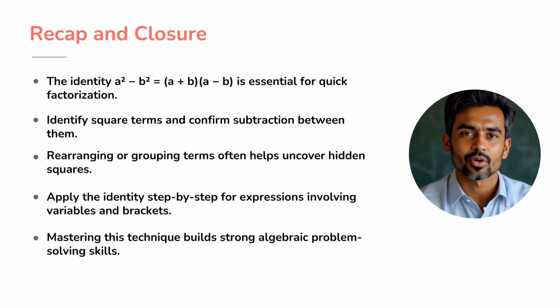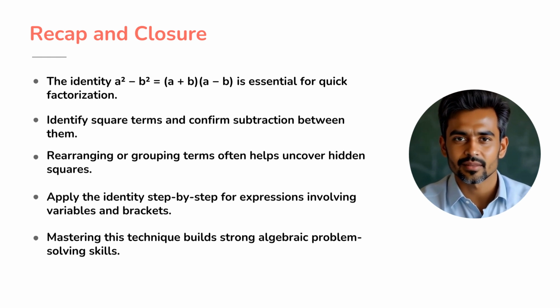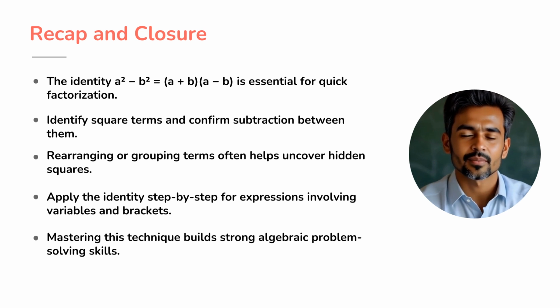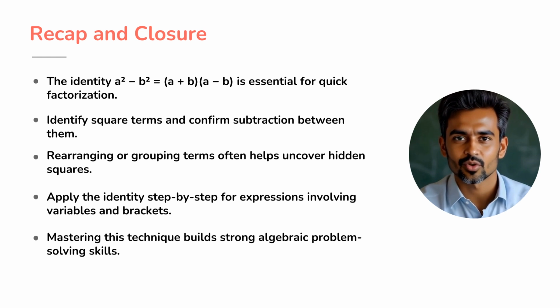Let's quickly revise what we've learned about the difference of squares. We use the identity a squared minus b squared equals open bracket a plus b close bracket into open bracket a minus b close bracket. We learned that it only applies when both terms are perfect squares. It requires a minus sign between the two squares. Rearranging terms or expanding brackets may be necessary to see the pattern. Once applied, this identity simplifies even complex expressions into neat factors.